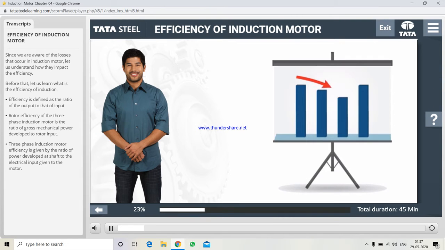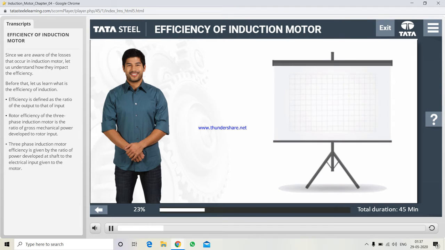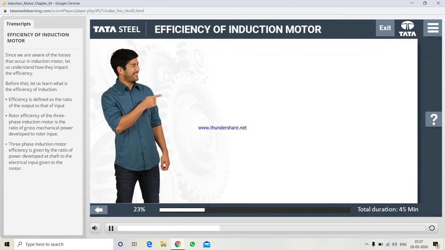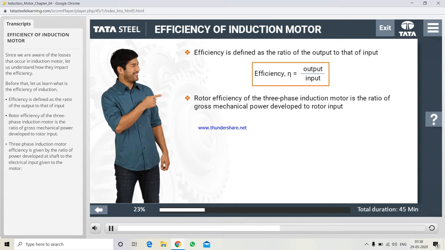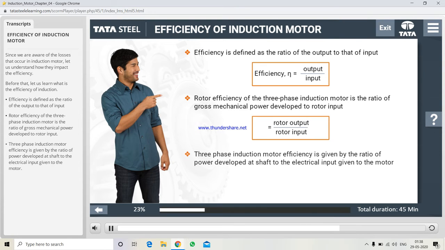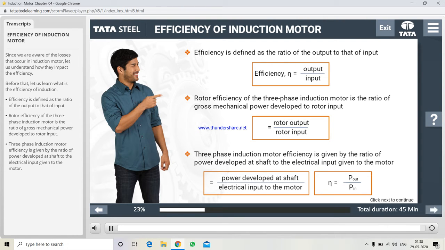Since we are aware of the losses that occur in an induction motor, let us understand how they impact the efficiency. Before that, let us learn what is the efficiency of an induction motor. Efficiency is defined as the ratio of the output to that of the input. Rotor efficiency of the three-phase induction motor is the ratio of gross mechanical power developed to rotor input. Three-phase induction motor efficiency is given by the ratio of power developed at the shaft to the electrical input given to the motor. Click Next to continue.